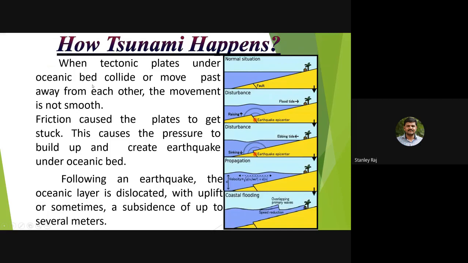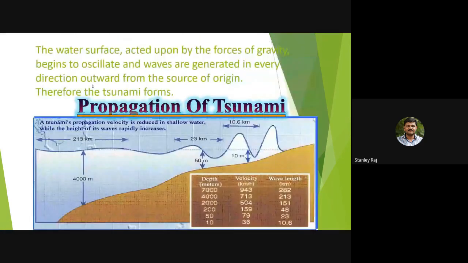When a tectonic plate under the oceanic plate collides or moves fast away from another, the movement is not smooth, so friction causes the plates to get stuck. This causes pressure to build up and create an earthquake under the oceanic bed. Following an earthquake, the oceanic layer is dislocated with uplift or sometimes a subsidence of up to several meters. In the propagation of a tsunami, the water surface, acted upon by the force of gravity, begins to oscillate, and waves are generated in every direction outward from the source. Therefore, the tsunami forms.